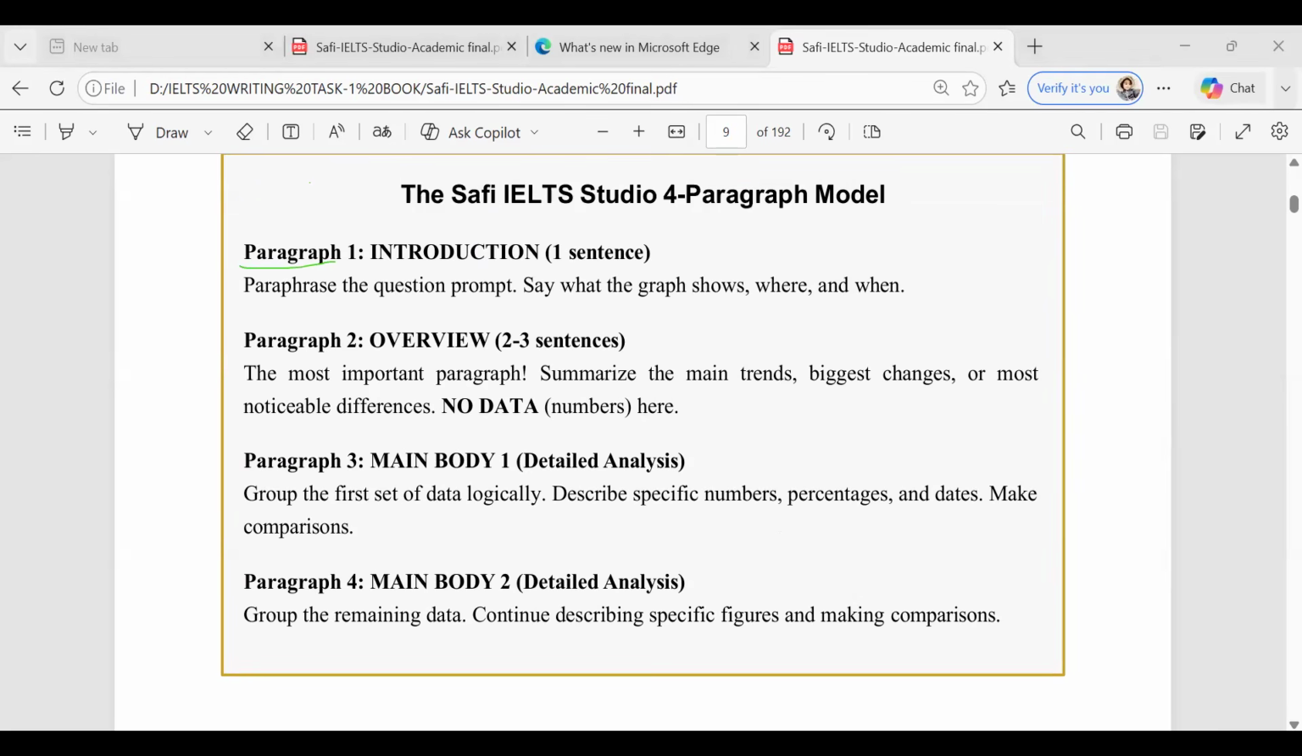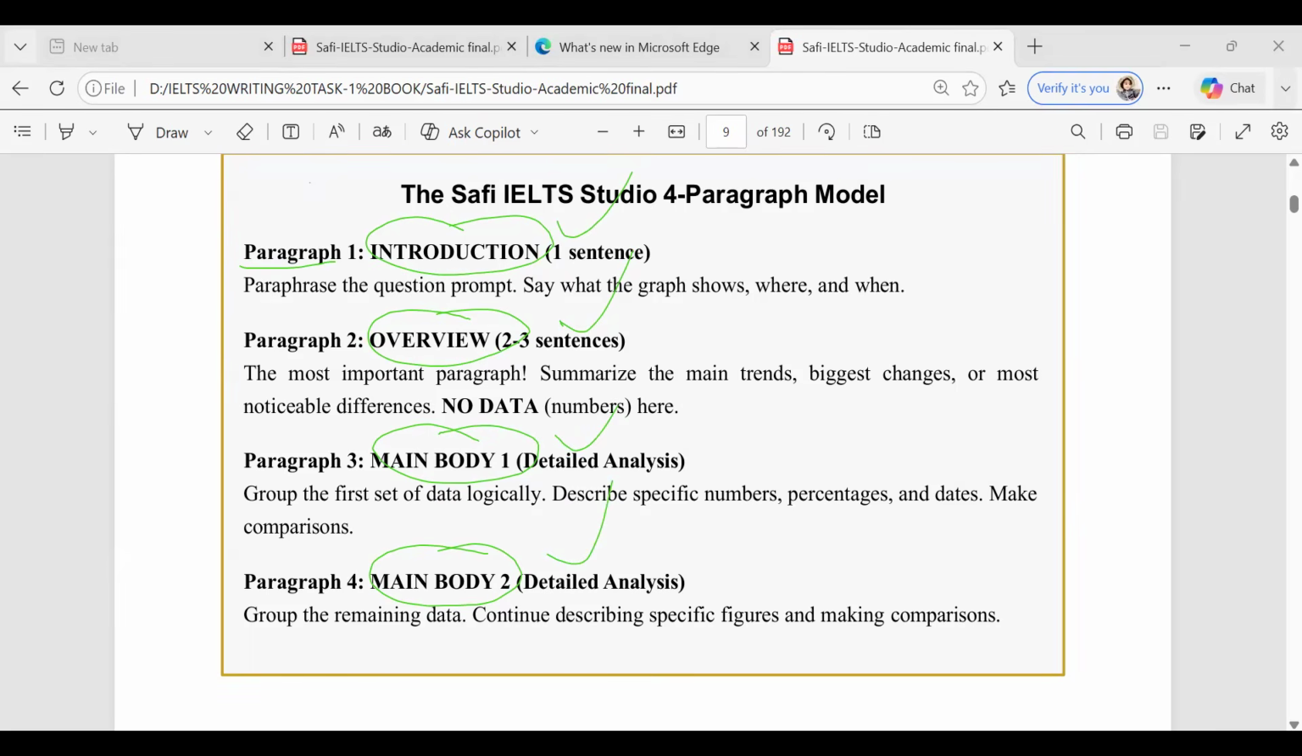The first one is the introduction paragraph. The second one is the overview paragraph. The third one, main body paragraph 1, and then main body paragraph 2. If any of the paragraphs is missing, you will score a low band. So make sure you write all 4 paragraphs. The first one we will study is the introduction, then the overview and main body paragraphs. How to write each, we're going to develop that.